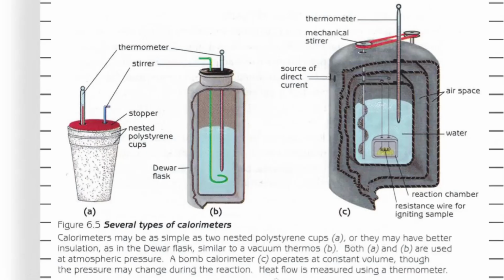So they'll measure the temperature change until the temperature equilibrates between the hot thing and the cold thing. The third one has capabilities to control the pressure or take that into account as well. It's a bomb calorimeter, but the other two are open to the air.